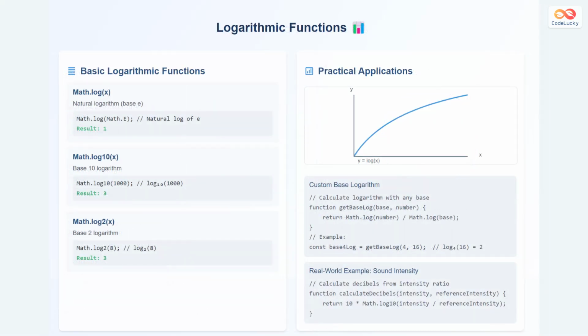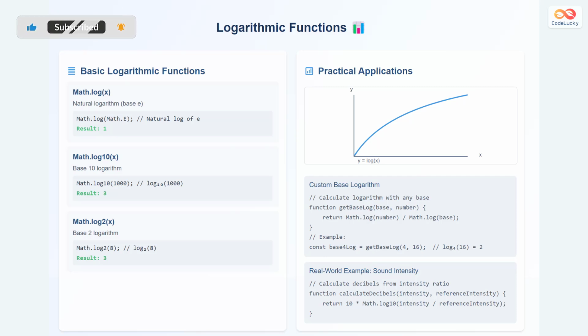The Math object in JavaScript provides several logarithmic functions. Math.log computes the natural logarithm, which is base e of a given number. For example, Math.log of Math.E gives the result 1. Math.log10 computes the base 10 logarithm. For example, Math.log10 of 1000 is 3.